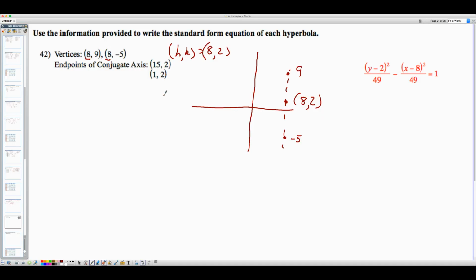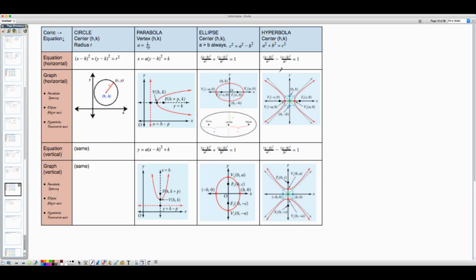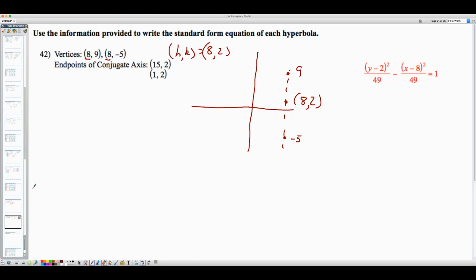And now it's a question of saying, well, let's see, this is a vertical orientation. And in a vertical orientation for a hyperbola, the form is going to be like this. So it'll be y squared minus x squared. So I'm going to have y minus 2 squared, minus the x minus 8 squared, and it's got to equal 1.